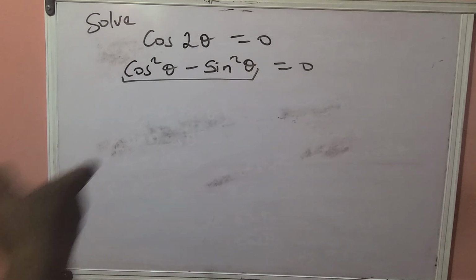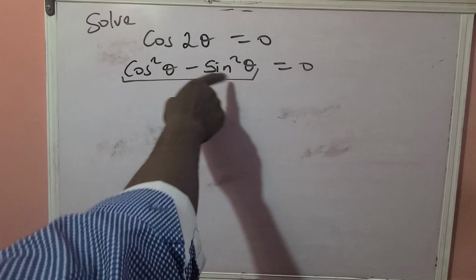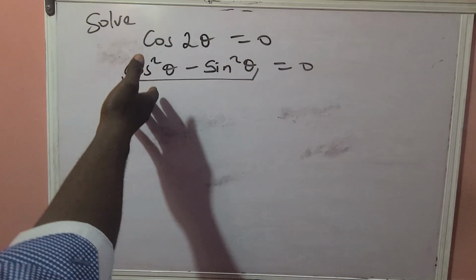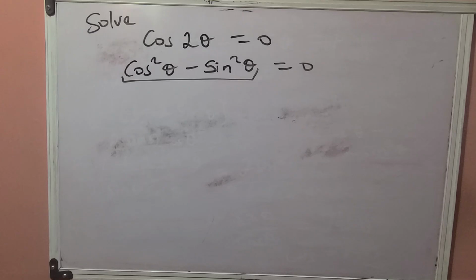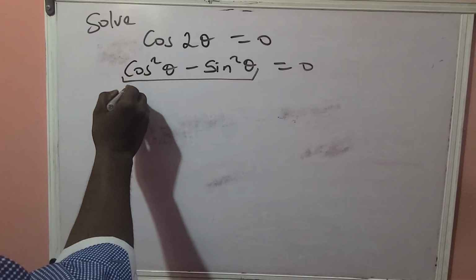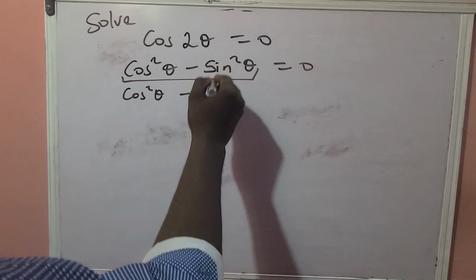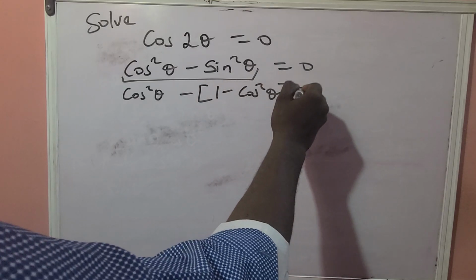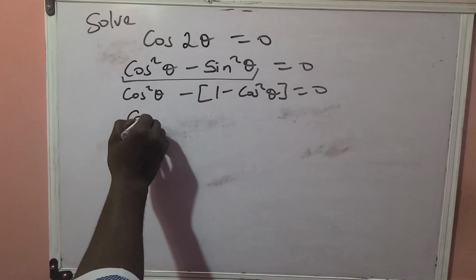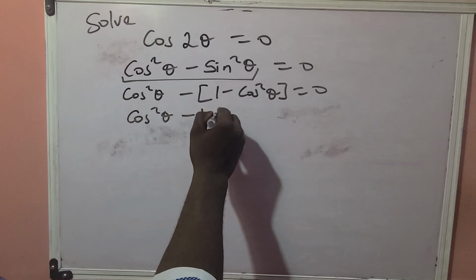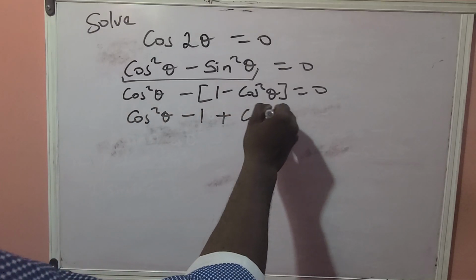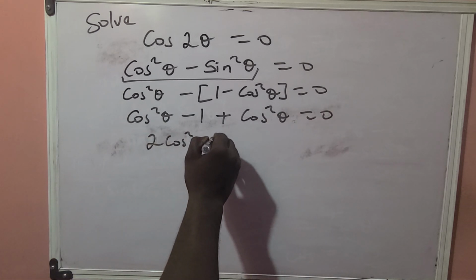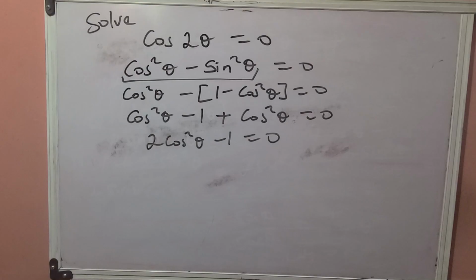Now, this will not be very good because we must have the same trigonometry function. In this case, we're having 2 different functions. We're having cos theta, we're having sine theta. So we have to adopt sine squared theta to be 1 minus cos squared theta, which will take me to my second format. That will be cos squared theta minus 1 plus cos squared theta equals 0. This will be 2 cos squared theta minus 1 equals 0, which is our other format.